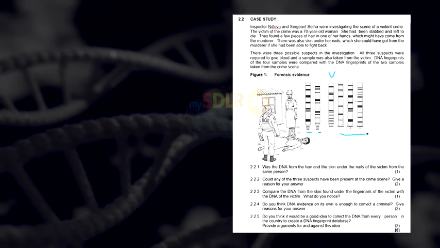The question asked, was the DNA from the hair and the skin under the nails of the victim from the same person? In order to understand this question, and to arrive at an answer, you need to look at the bars that are on these DNA profiles, and then try to match them. The answer would be no, so number 1, no. In order to elaborate, one would then say that the bars don't match.